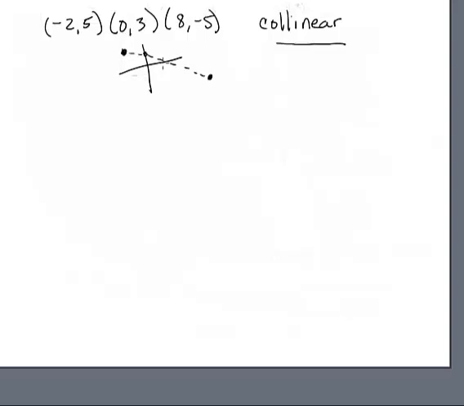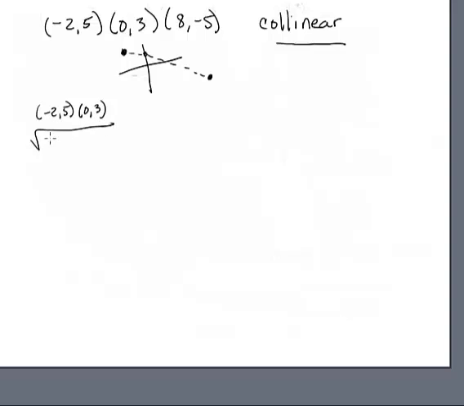Now, if my points have to go this way, then they're not going to be equal to the length of the line going from here to here. So we're going to find out this distance and this distance, add them together, and we're going to see if it's the same as the distance from the initial point to the end point. All right, so let's find the distance from -2, 5 to 0, 3.